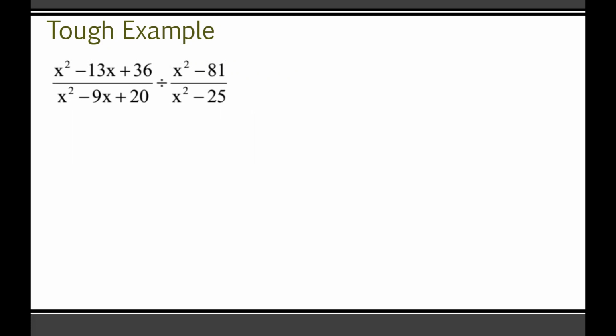Anyway, we got to do this quote unquote tough example here. This is a division of rational expressions. We have to always start by factoring the whole thing first. Let's look at the top left one: x squared minus 13x plus 36. I want you to think about what method we're going to use to factor this.